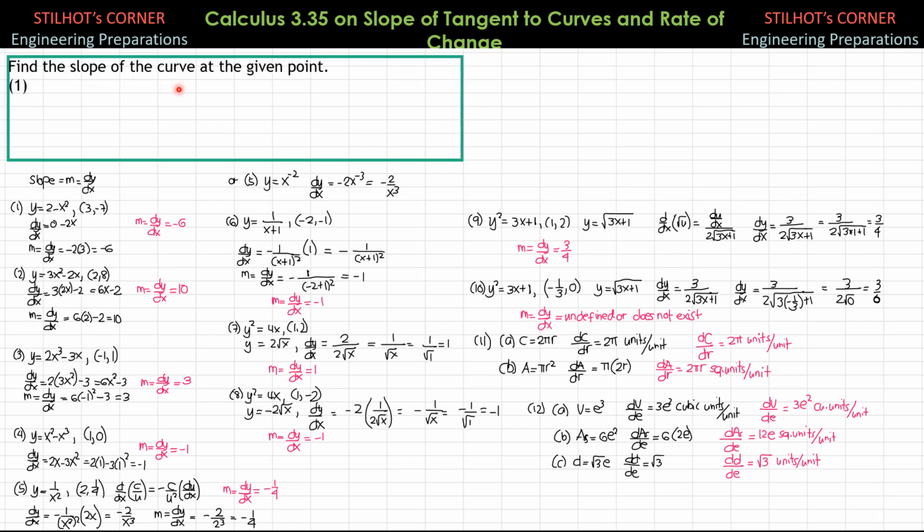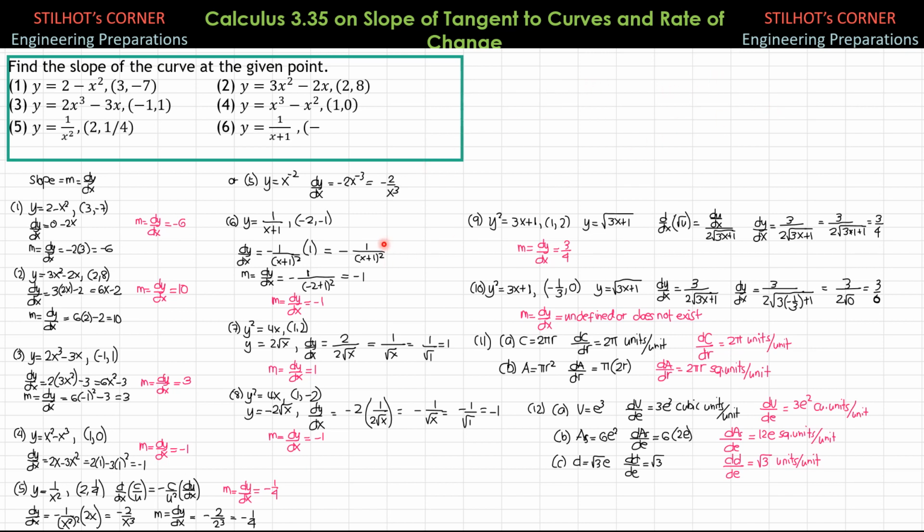So find the slope of the curve at a given point. There are 8 exercises here, then another exercise on the right side. Since in the preceding slides I derived using limits the derivative of basic algebraic functions, let's apply that in this video. So slope is denoted by m, slope of tangent, and it is the derivative of y with respect to x.